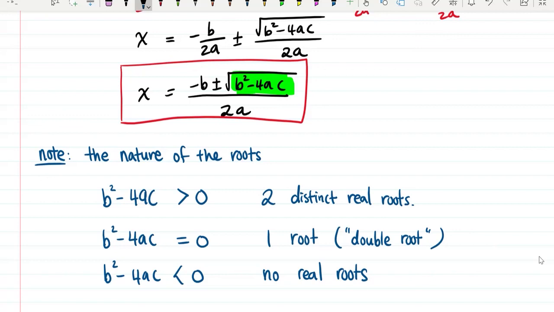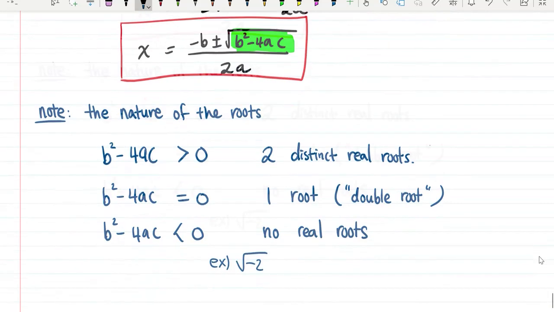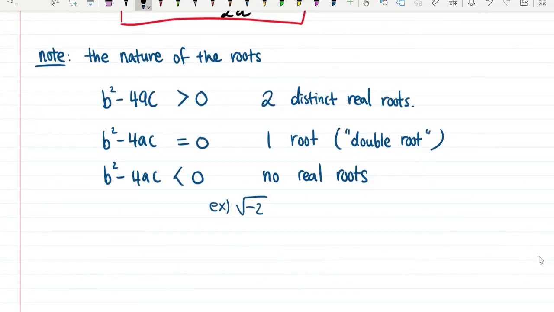And that makes sense because b squared minus 4ac is under the root sign, the radical sign. There's no way we can have any value when you have a negative under the root sign. For example, square root of -2. That doesn't make sense. So that's not possible. So that's why we have no real roots when the discriminant is negative.